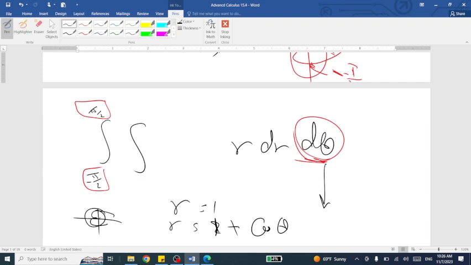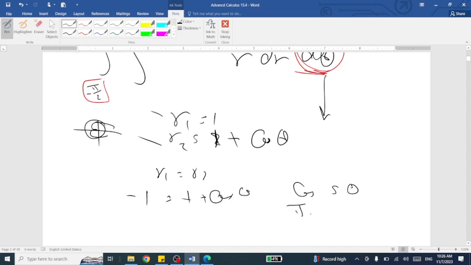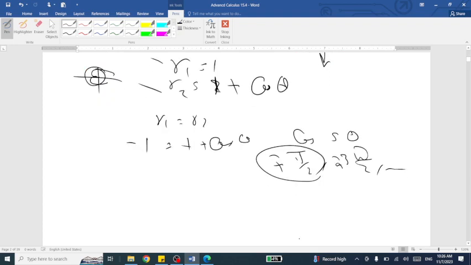If the two curves, the graph, r1 equal to 1, r2 equal to the cardioid, we find the points. Now cosine equal to, for example, r1 equal to r2, so 1 equal to 1 cosine theta, so cosine theta equal to 0. Cosine theta 0 gives pi over 2, plus minus 3 pi over 2. You got it, good.